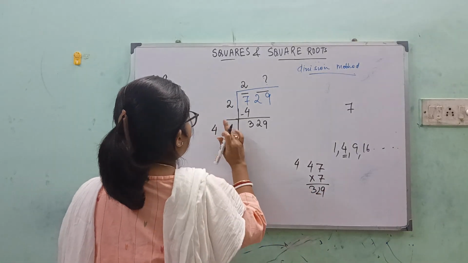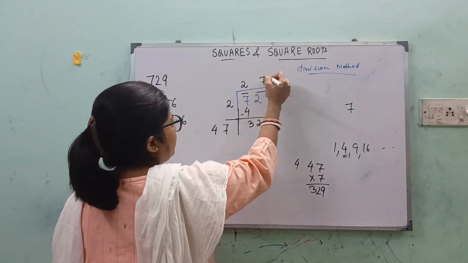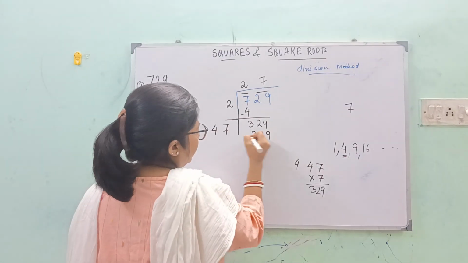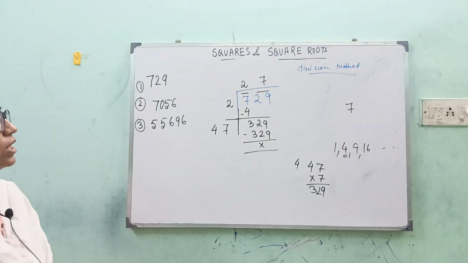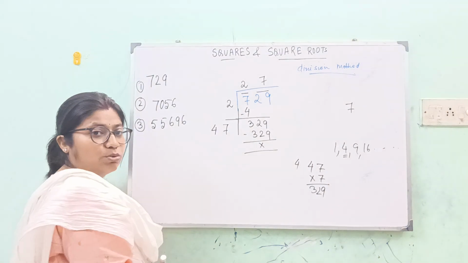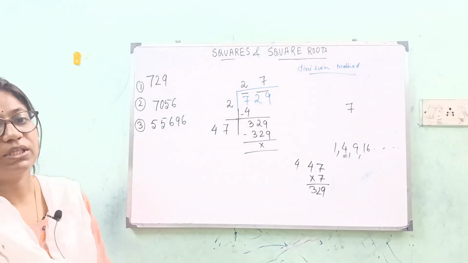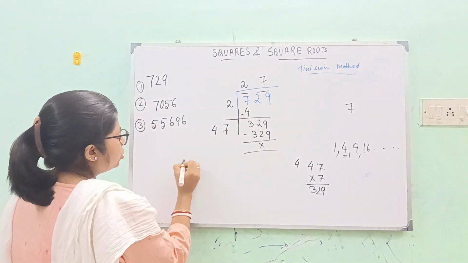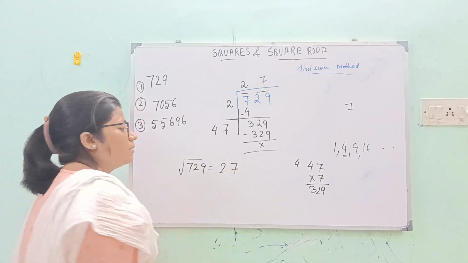So here we will put 7. Here also 7. So 47 into 7 is 329. So the remainder is 0. Once the remainder is 0, that means you have got the square root. That is, when the periods are all exhausted, that means you have found the square root. So the square root of 729 is equal to 27.